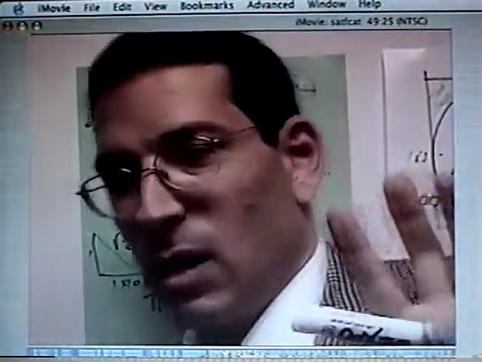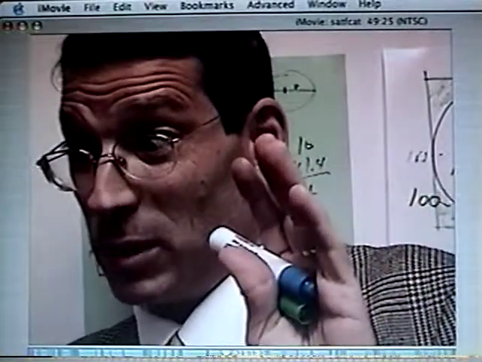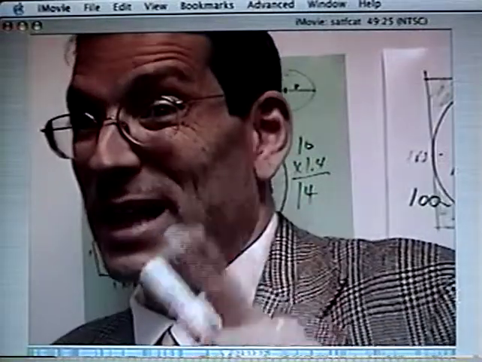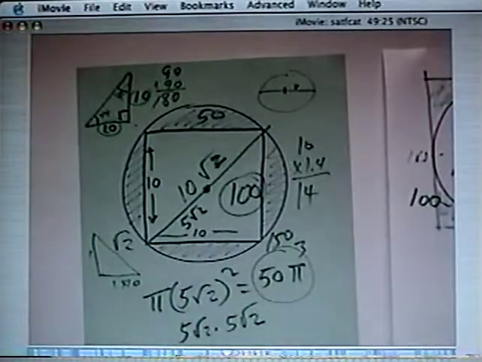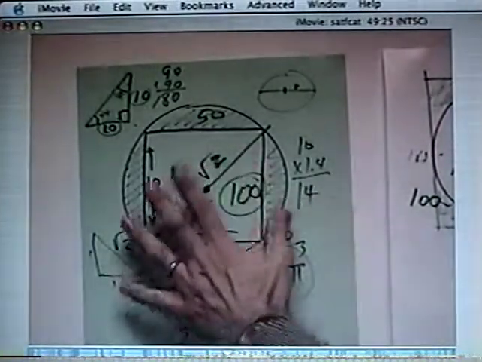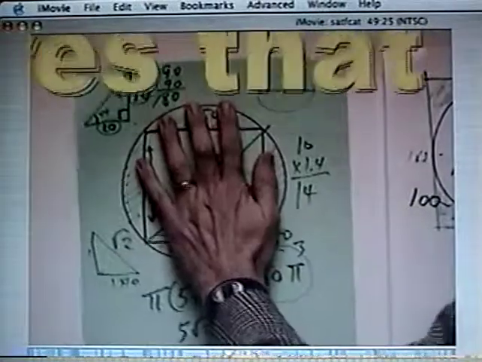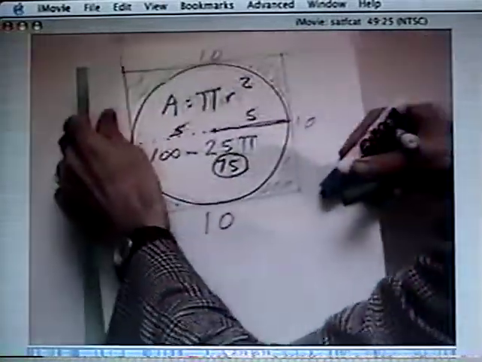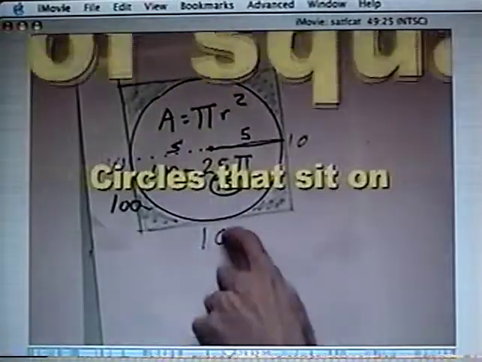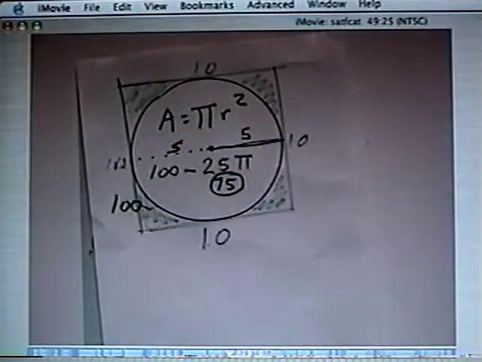Do you see how we go step by step? That's the important thing when you're visual. You can learn from the other way of doing things. Just go step by step. Very good. What we've seen then is how to deal with squares that sit on top of circles and circles that sit on top of squares.